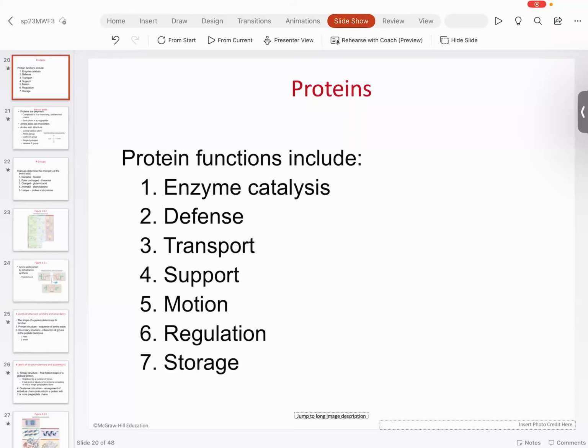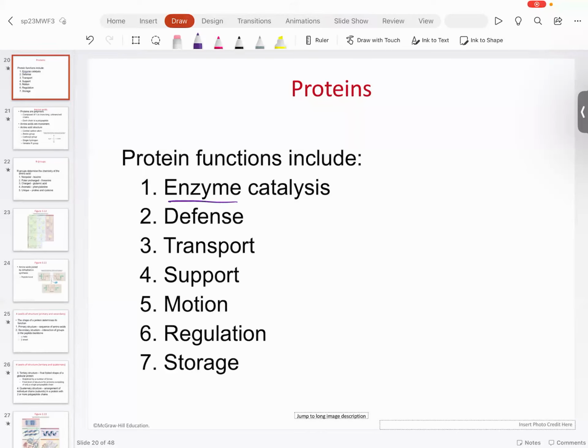So for instance, and this is just a short list, if you take a look at the functions of proteins, obviously proteins are enzymes, so they're doing catalysis, right? They're driving chemical reactions. That's a big function of proteins. A lot of times we'll talk about defense, so your antibodies are also proteins. Transport, this is both inside the cell and for the organism itself, right?